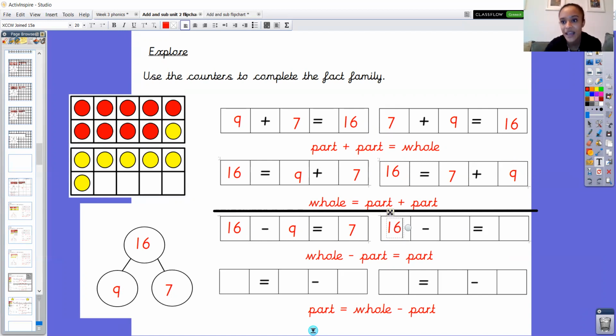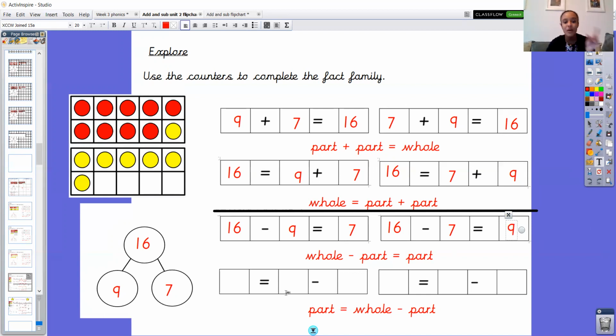Okay, and again, I'm going to start with 16 as my whole. And I'm going to take away a part again, but I'm not going to take away 9 because I've already done that one. So I'm going to switch them round. So 16 take away 7 equals, on my other part, 9. Brilliant.